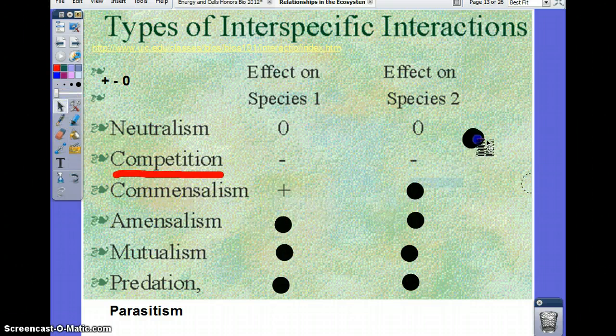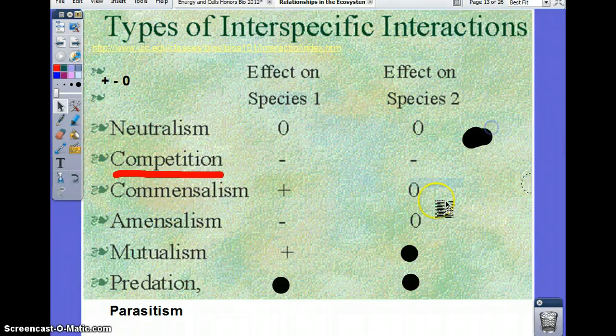In commensalism, one species will benefit and the other is indifferent or gets nothing out of the relationship. For example, the shark and the remora. The remora gets food from the shark and the shark is indifferent to its presence. In amensalism, one species is negatively affected and the other one's indifferent. So this is like the strange relationship where one organism actually harms its symbiotic partner and gets nothing from it.